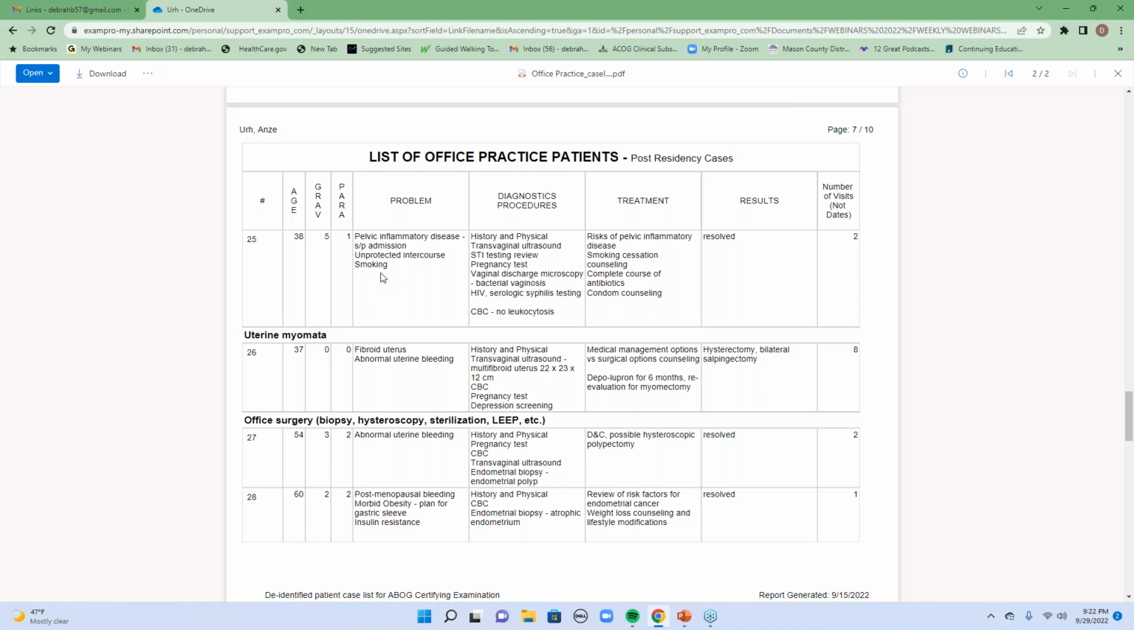Okay, so let's say in this case, you even did an ultrasound, no evidence of a TOA, her pregnancy test is negative, she's able to tolerate PO, and you make the decision that you're going to treat her as an outpatient. What antibiotics are you going to put her on?